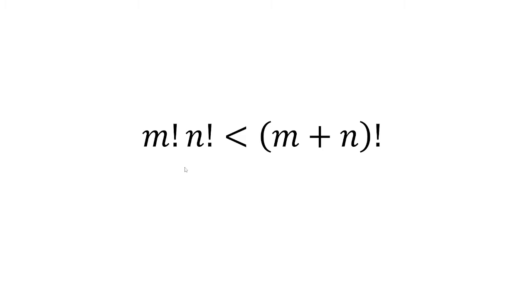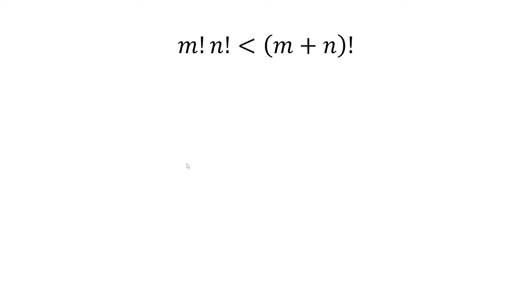In this video, we want to prove that m factorial times n factorial is less than m plus n factorial. So let m and n be positive integers, and let's consider m plus n factorial over m factorial times n factorial. What I did was I just divided both sides by m factorial times n factorial.